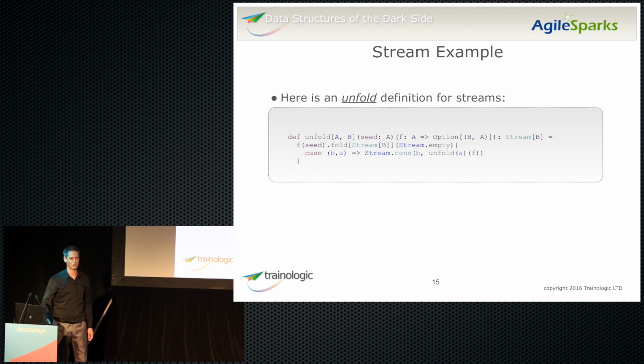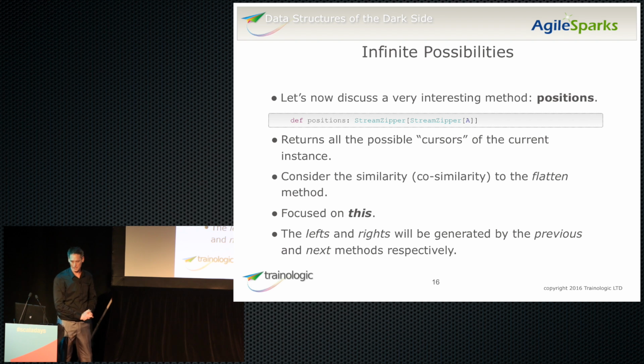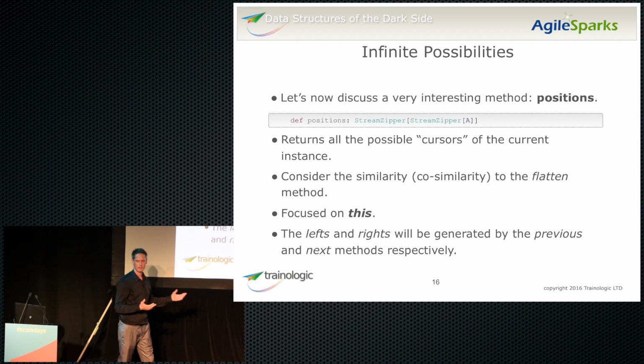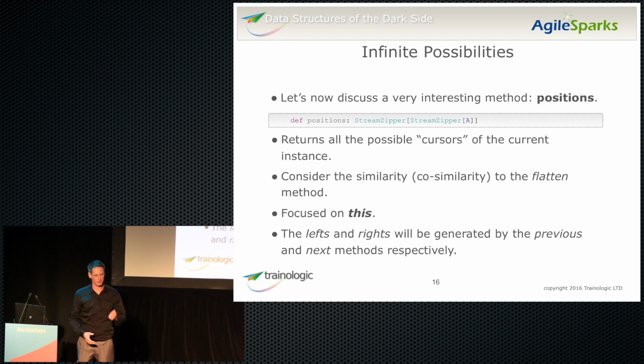We will later see unfold for trees. Now, why did I show unfold? What's the relationship with zipper? Because StreamZipper has a very interesting method called positions. Take a look at the signature. On a StreamZipper of A, the method positions will return a StreamZipper of a StreamZipper of A.